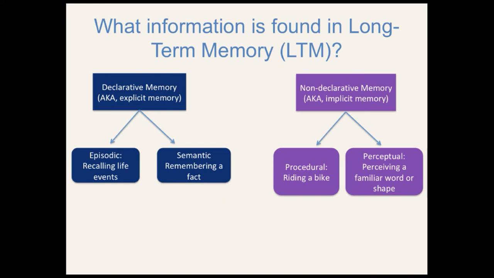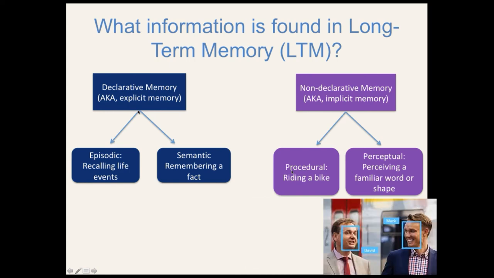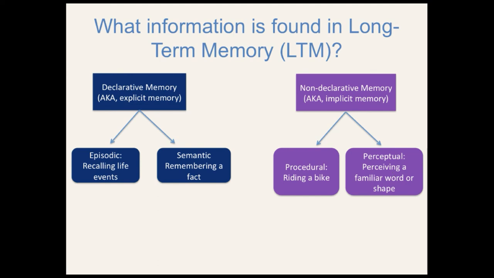Other types of memories influence how we respond to a situation, but they aren't easily talked about. These are then non-declarative memories, also known as implicit memories. Knowing how to ride a bike or play an instrument involves a procedural type of memory. Being able to recognize a familiar person or a word would be an example of a perceptual memory. So both these types of memories, procedural and perceptual, are examples of non-declarative memories, also known as implicit memories.